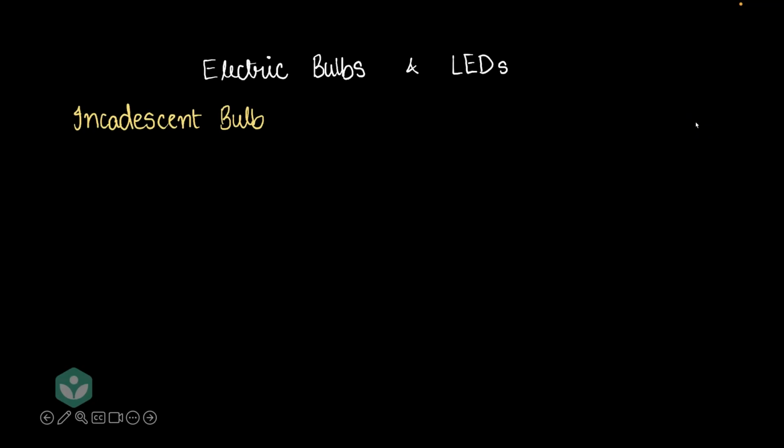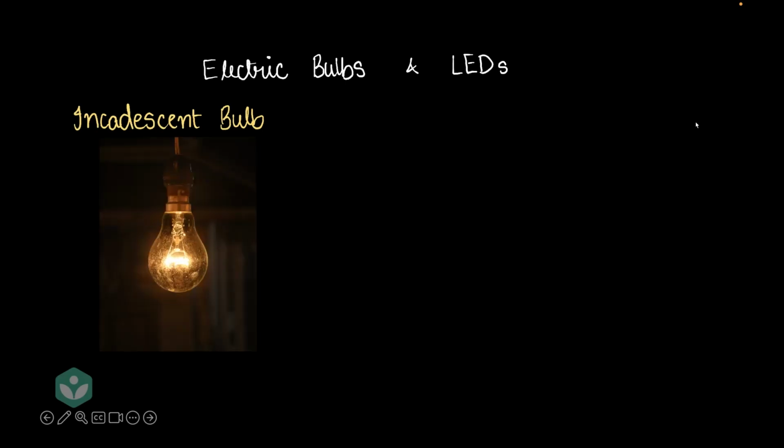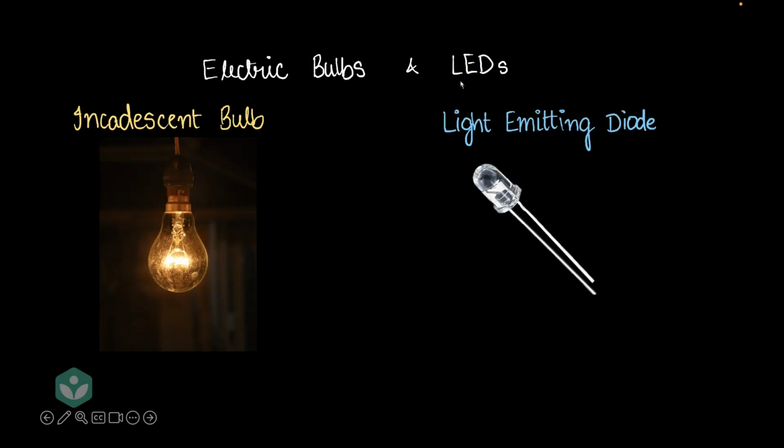In this video, we'll discuss electric bulbs and LEDs. By electric bulbs, I mean incandescent lamps, those bulbs that produce a lot of yellow light and a lot of heat with the light. LED stands for light emitting diode, and this is how a typical LED looks.